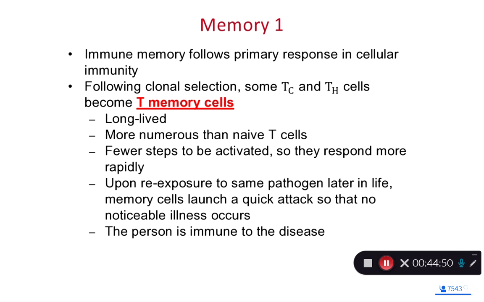And because these memory cells are so long-lived, and in particular, so numerous, the next time we're exposed to that pathogen, we can activate our immune response much quicker because we have more cells in our body actively looking for that particular pathogen so they can respond aggressively. Once our memory cells are activated or re-exposed to the pathogen sometime later in life, we have such a quick response that most of the times we don't even notice that we had that pathogen. We don't even notice the symptoms of the disease.